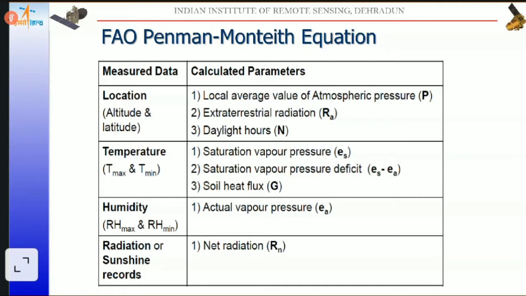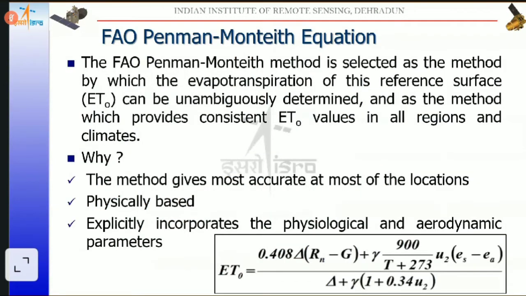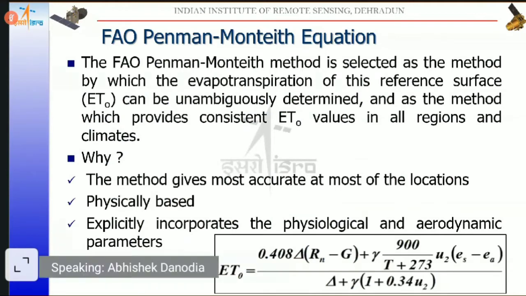The fourth parameter is the radiation or sunshine recorder. Using a sunshine recorder, like the Campbell Scientific sunshine recorder, we can further calculate the net radiation. So using the measured parameters, we can calculate the derived parameters as defined in the table, and ultimately calculate the ET naught using all these calculated or derived parameters from our measured meteorological parameters. We can define the amount of reference evapotranspiration on an instantaneous as well as daily basis.